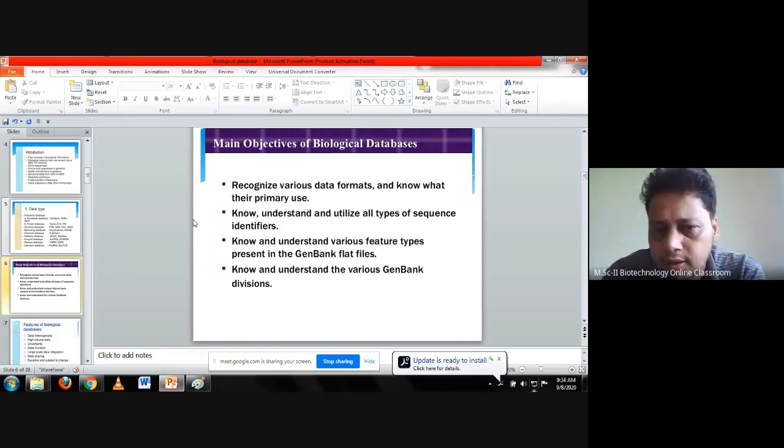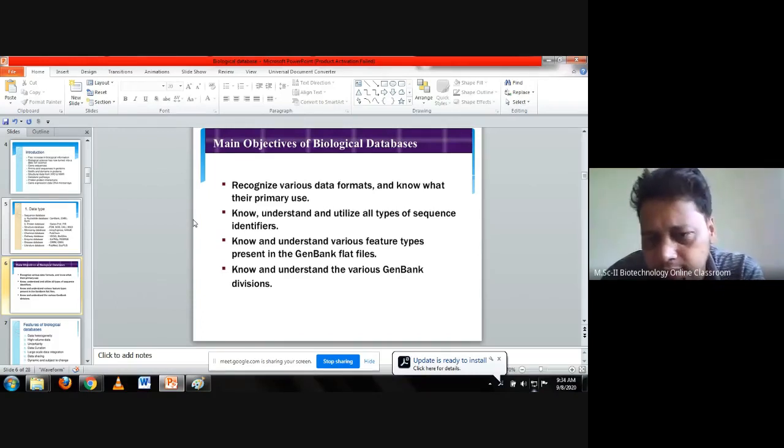Then third is know and understand various feature types present in the GenBank flat files. So they have various features. For example, you are doing BLAST sequence analysis. What else are you doing? You have to retrieve sequences. You have to compare their similarity index. So there are various file formats or uses. There you have to understand this and the features you can use.